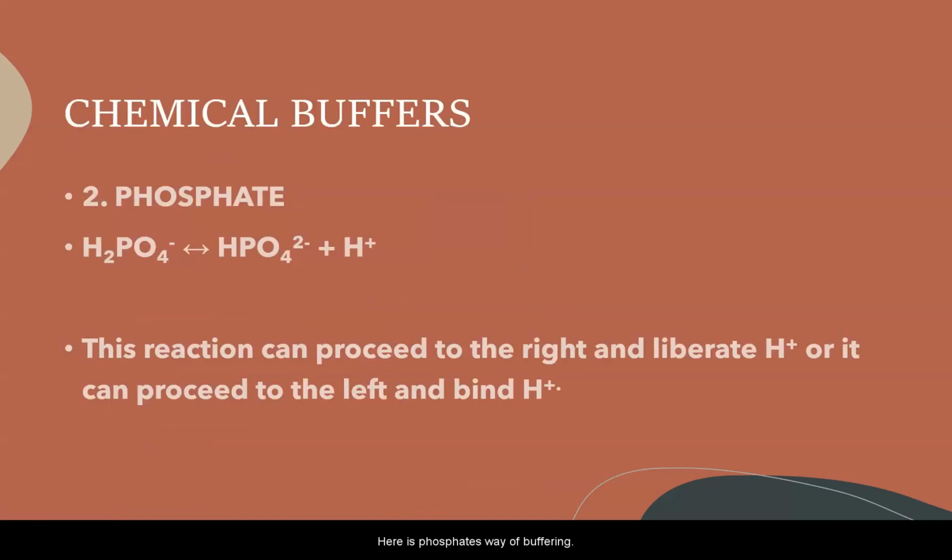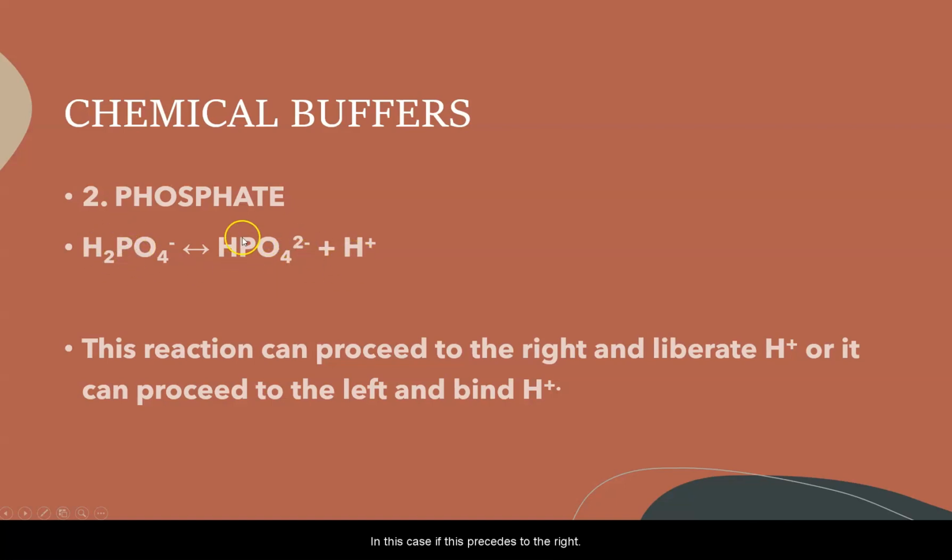Here is phosphate's way of buffering. And the phosphate buffer system plays a role in blood plasma and erythrocytes, which are red blood cells. So any acid can react with monohydrogen phosphate. That just means one hydrogen in a phosphate group, this right here. Any acid can react with that to form dihydrogen phosphate.